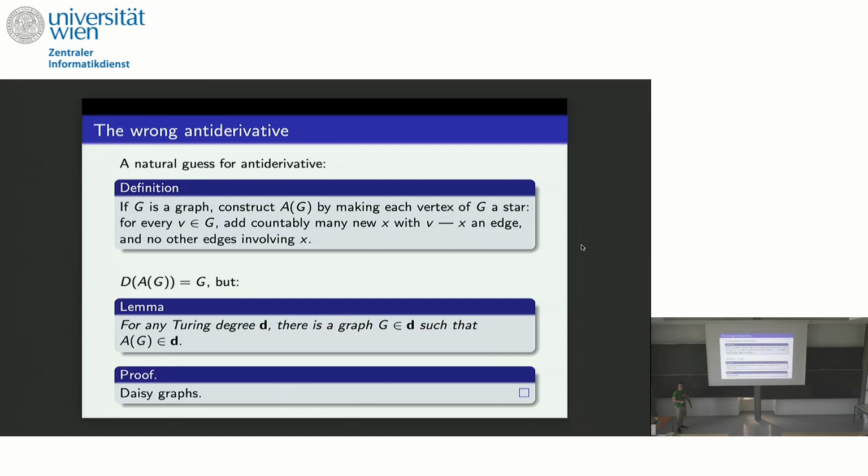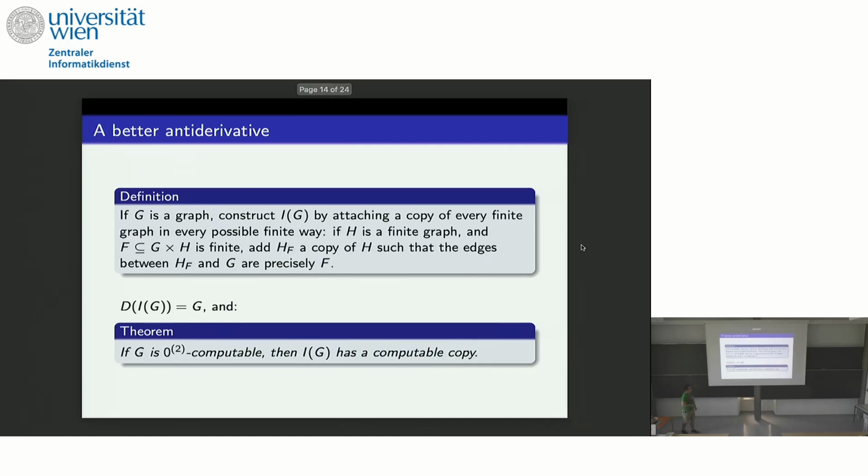So we use a different antiderivative. The way we're going to build our antiderivative, we're not just going to attach individual vertices, we're going to attach finite graphs. I want to take a finite graph and I want to attach it using only finitely many edges. And I want to do this in every possible way. So every finite graph and every way of attaching using finitely many edges, I'm going to do that. I'm going to add that.